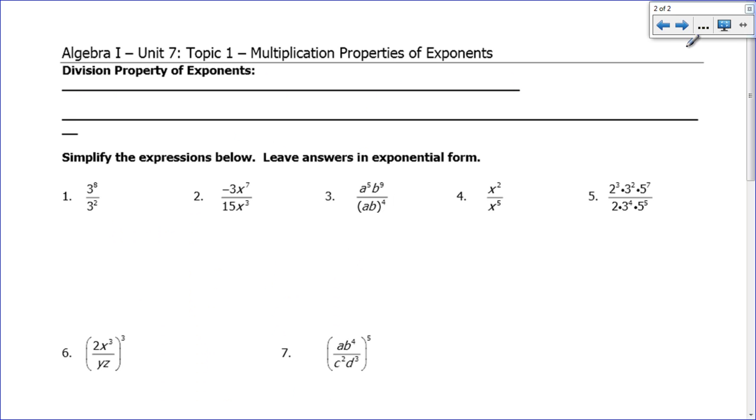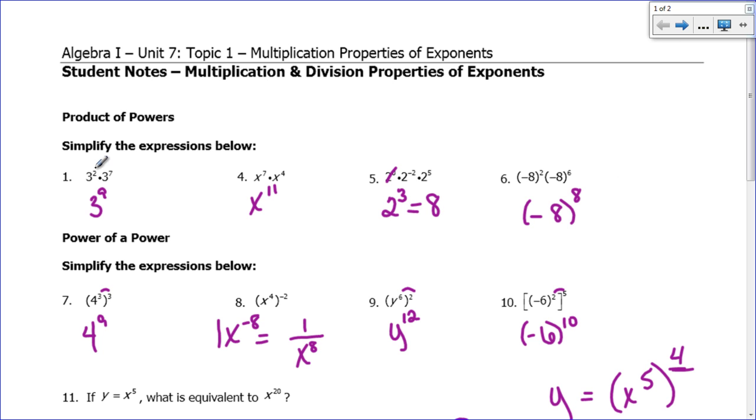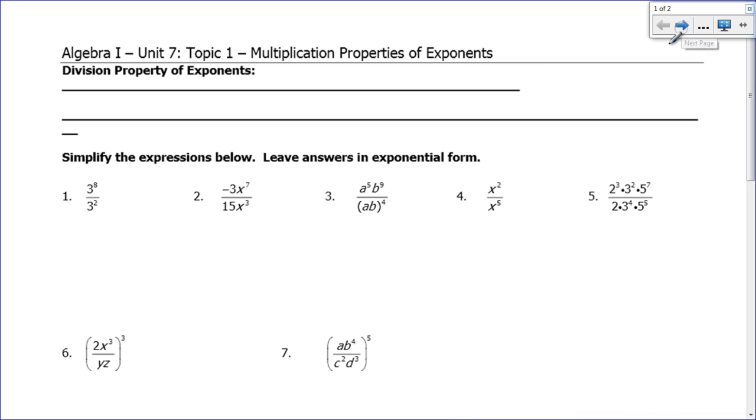So let's talk about division. The division property of exponents is the opposite of the multiplication property of exponents. If you'll remember, the first thing we did, like bases, we added the exponents. So if I have more than one base and they are the same and I'm doing multiplication, I'll add up the exponents. Well, since division is the opposite of multiplication, when I divide like bases, I subtract the exponents. So number 1 here, they have like bases. So my base is going to be a 3, but now I'm going to subtract. 8 minus 2 is 6. So it becomes 3 to the 6th power.